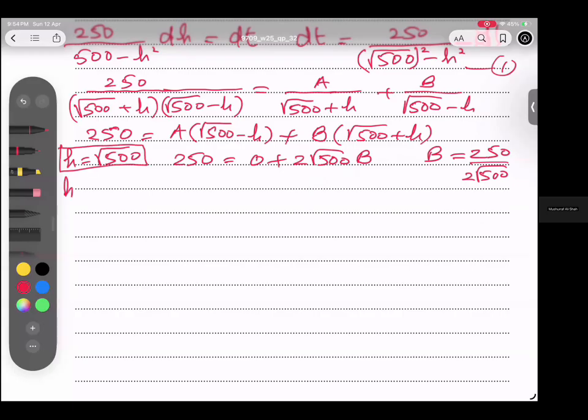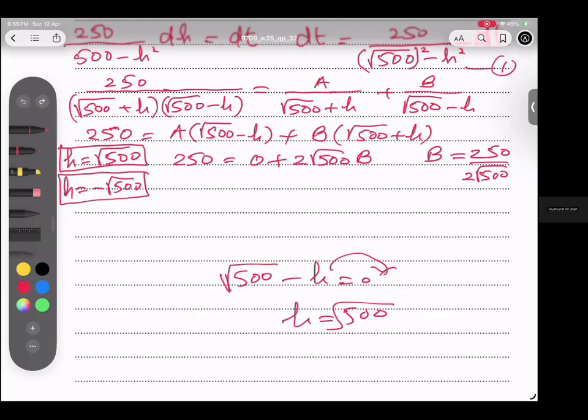Now I'm plugging in h is equal to negative root 500. From where did I get it? Look, I show you. When I put this bracket completely equal to 0, root 500 minus h equal to 0, h goes there, so h is equal to root 500. That is the reason I kept it here. And when I plug in negative, this becomes 0 because of the plus here. So I think the idea is very clear.